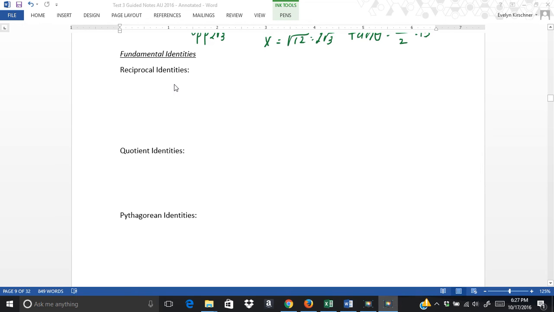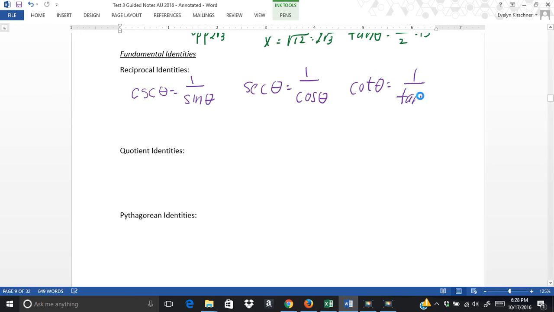We said that a lot of these trig functions actually are related. So the first type of identities are the reciprocal identities, and that identity just means what equals something else. So I have the cosecant of theta, and that's the same as 1 over sine theta. I have the secant of theta, and it's the same as 1 over cosine theta. And I have cotangent theta, which is the same as 1 over tangent theta.